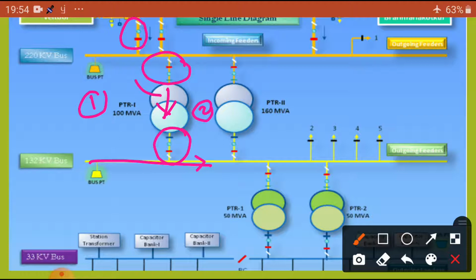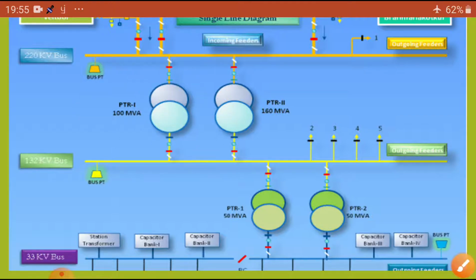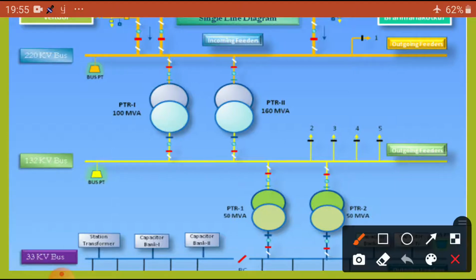Here PTR 1 is a 100 MVA and PTR 2 is a 160 MVA capacity, both connected in parallel. So what are the different conditions to satisfy for parallel operation? We have already seen them. For load sharing purposes, we have used 2 power transformers, and after step down, we have seen this once again.